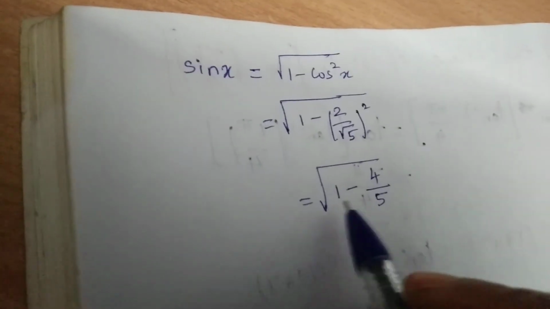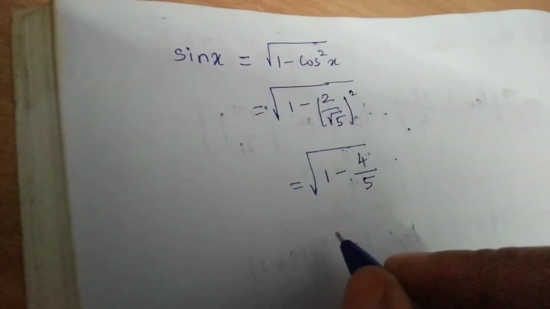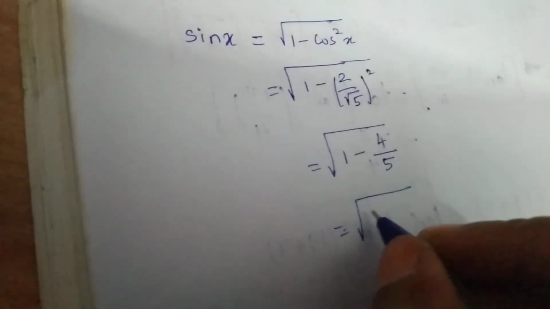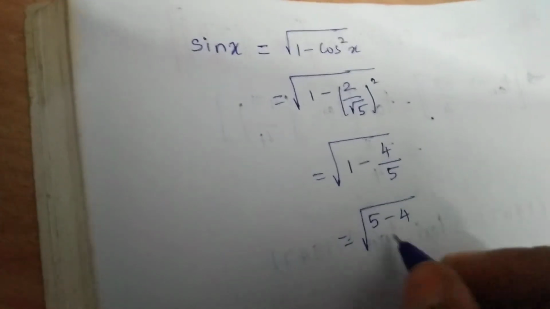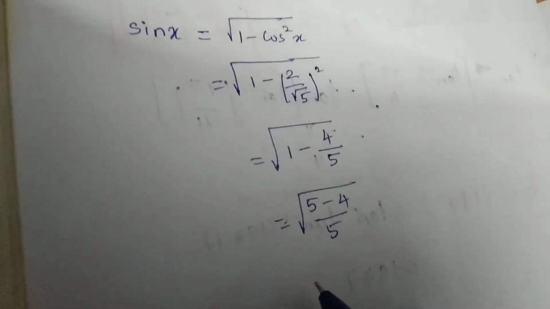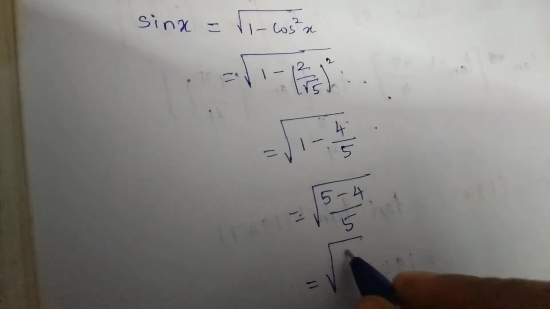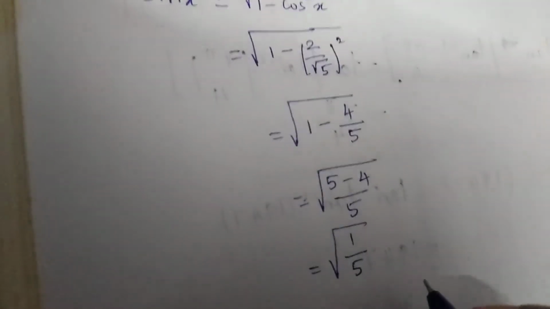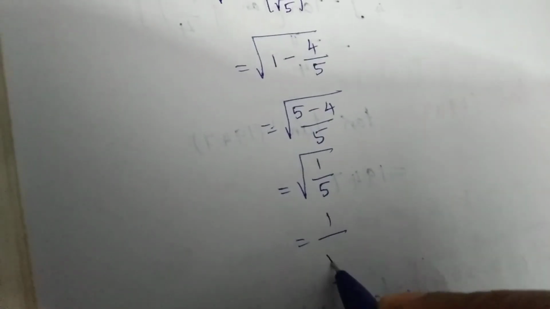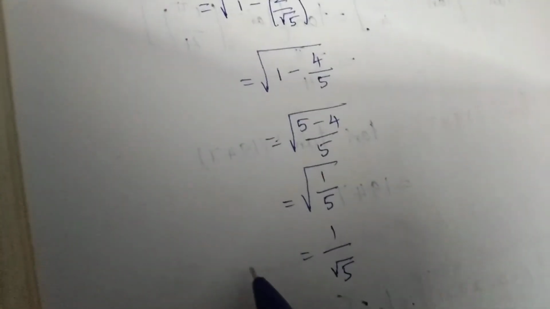Now we can use cross multiplication. 1 fives are 5, 5 minus 4 by 5, and taking the numerator, 5 minus 4, we get the answer 1. So we write the value as square root of 1 by 5, which is 1 by root 5. This is the value of sin x.